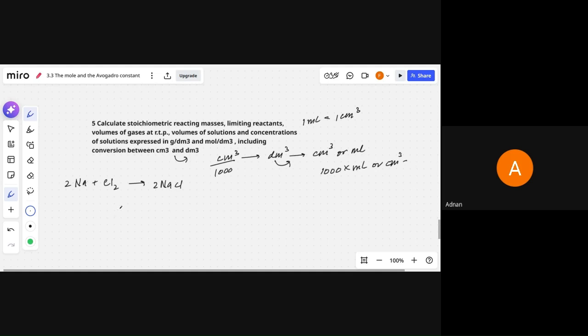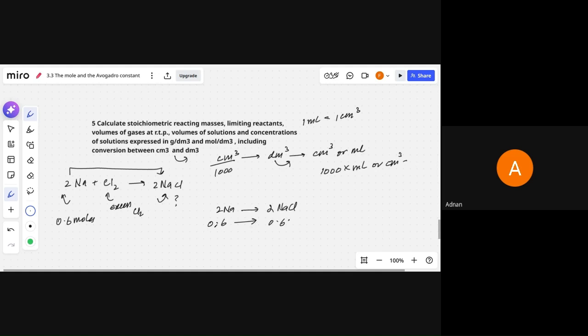Now, let me give you a question. Let's say we have 0.6 moles of sodium reacting with excess chlorine. Chlorine is in excess. So what will be the amount of sodium chloride produced? We can see from the equation that the standard relationship is 1:1. So 2 moles of sodium produce 2 moles of sodium chloride. Whatever the moles of sodium are, the same will be the amount of sodium chloride produced.